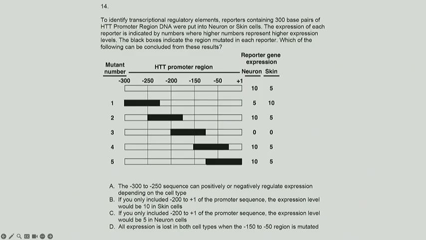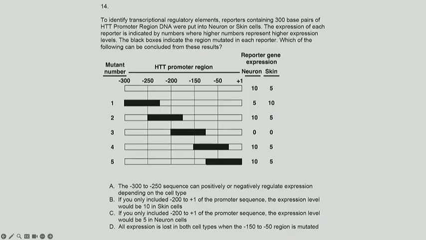Okay. So you do a promoter mutagenesis assay with the Huntington's promoter put into neuron or skin cells. And then we're going to try to deconvolute what is going on with this, right?